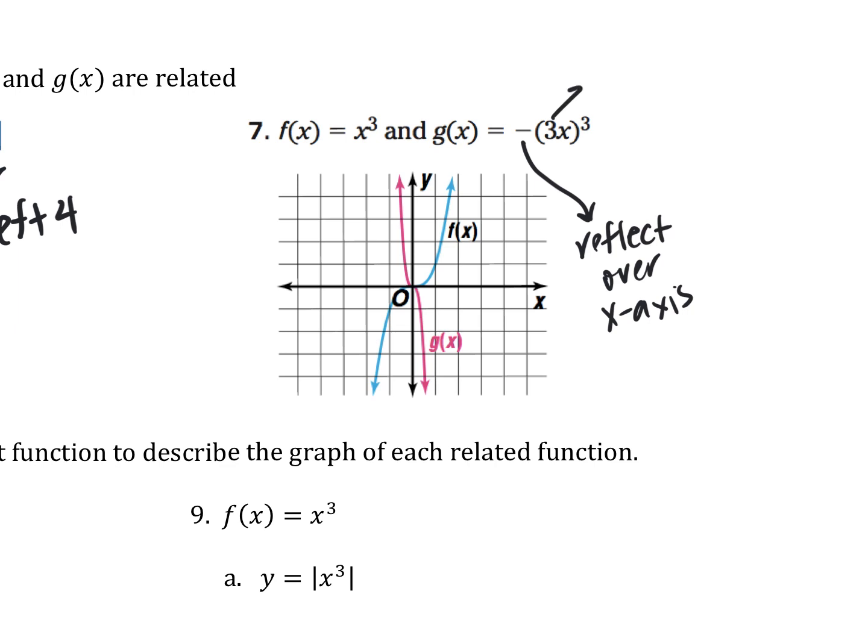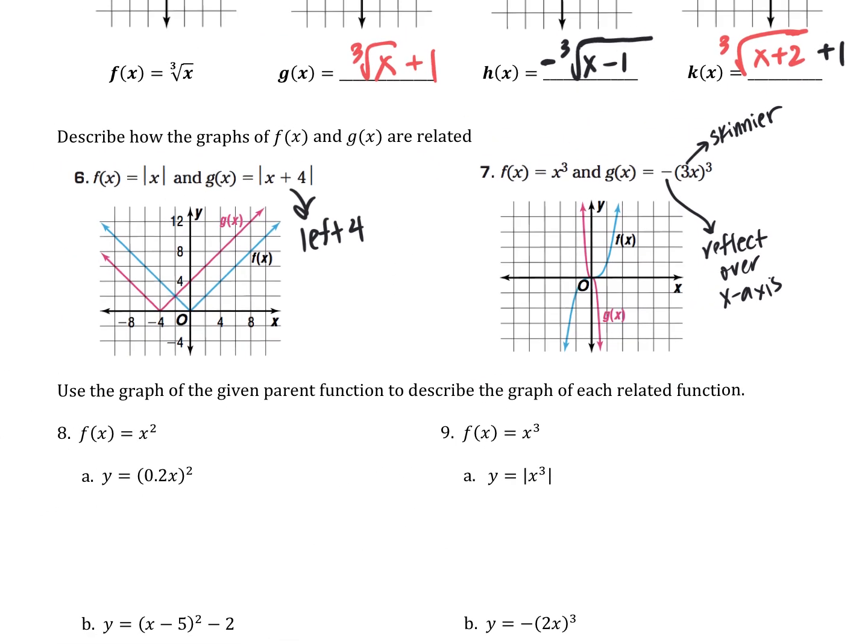What did this 3 do to my x cubed? Here's x cubed. Here's 3x cubed. What would you say? Again, it doesn't need to be a fancy word. Made it skinny. That's what I say. Made it skinnier. So you can just write skinnier, thinner, whatever you want. Whatever works for you works for me of letting me know it got narrower. Okay? I'm fine with that.